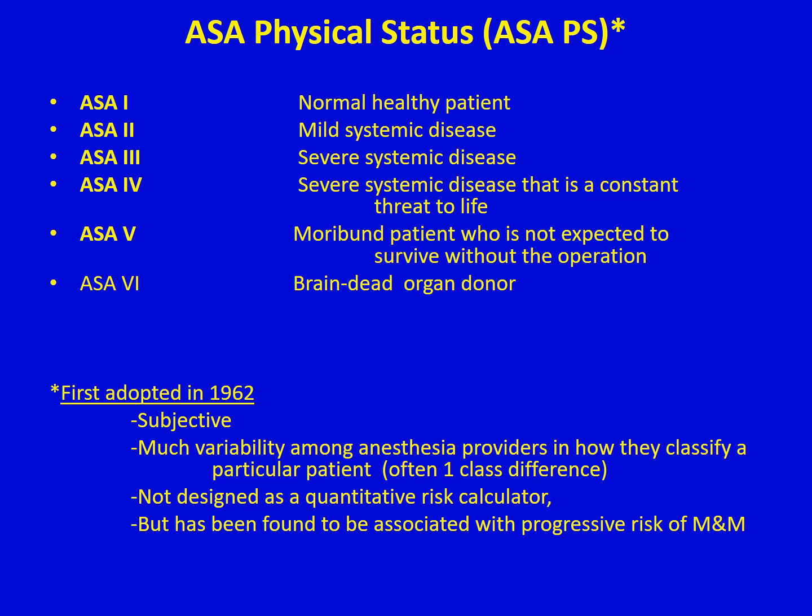Class 2, mild systemic disease; class 3, severe systemic disease; class 4, severe systemic disease that is a constant threat to life; and class 5, a morbid patient who is not expected to survive without an operation, and a special category of 6, brain-dead organ donors. Now, these are subjective. There's much variability among anesthesia providers as to how they classify, and often they vary between one class and another. It was not designed as a risk calculator, but it has been found to be highly associated with progressive risk of morbidity and mortality.